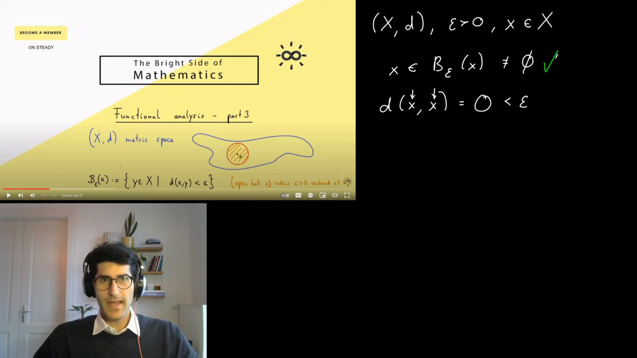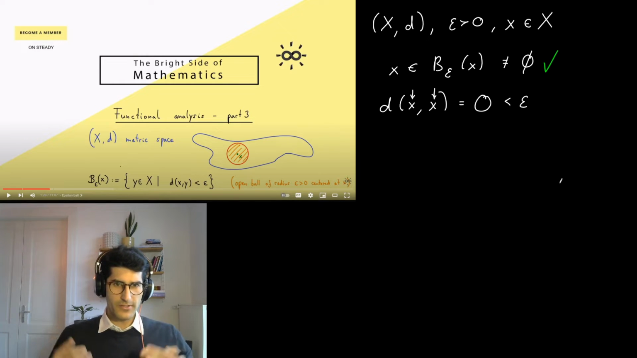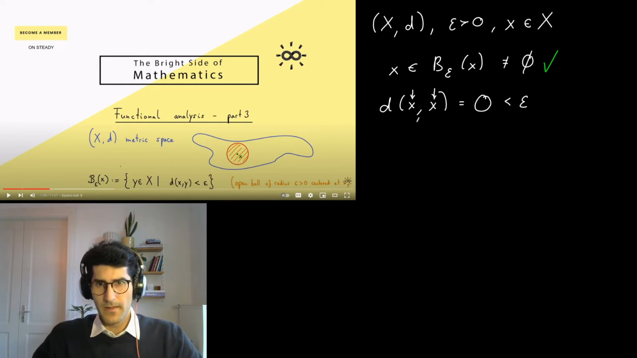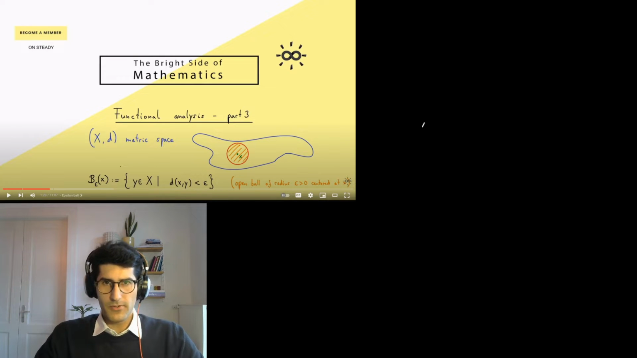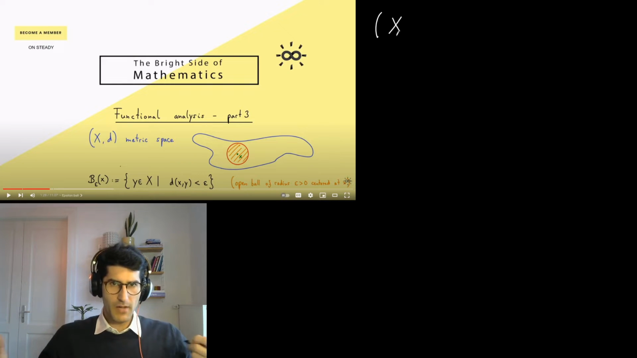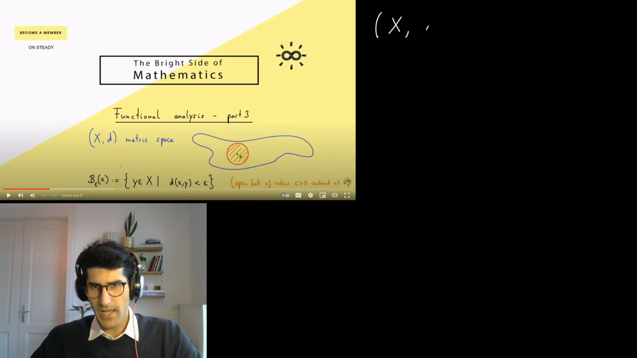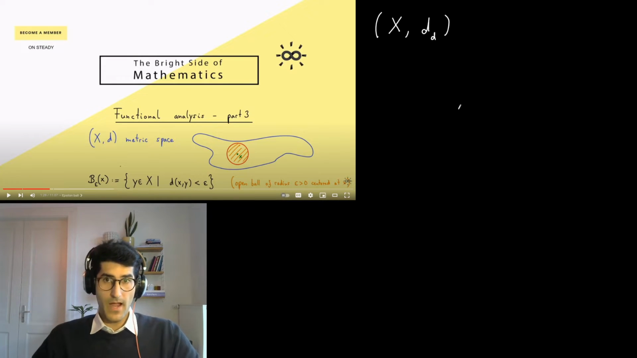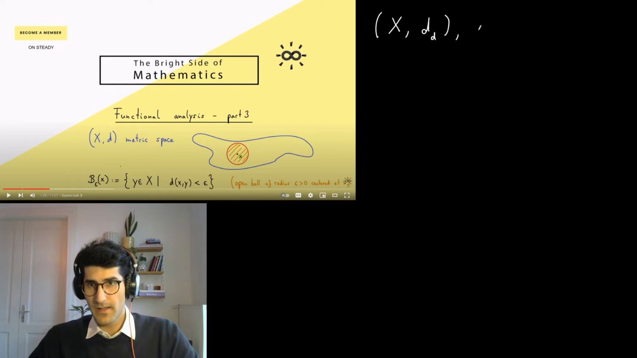Let's take a look at an example of another metric space that is also easily formed. We want to take a look at discrete metric spaces. So we take X, which can be an arbitrary non-empty set, and we take d with a subscript d for discrete, the discrete metric. How was this metric defined?